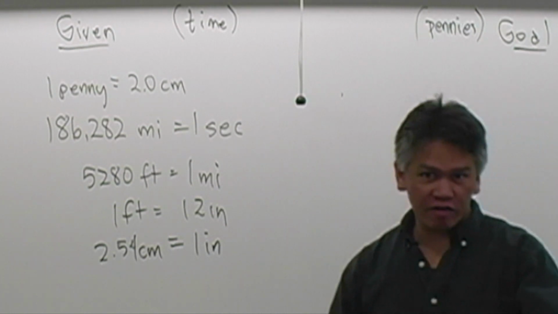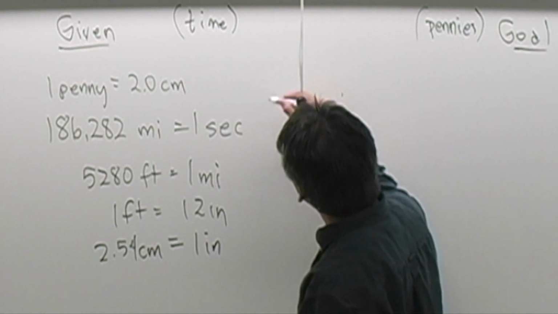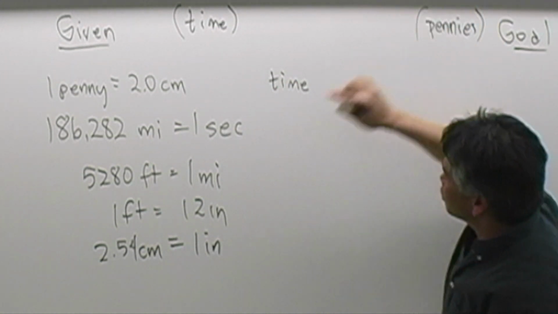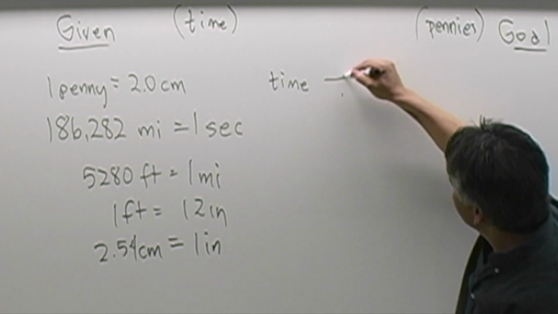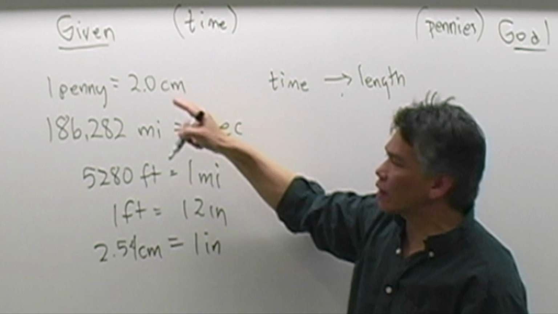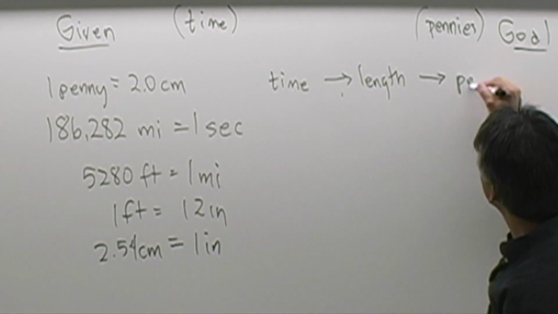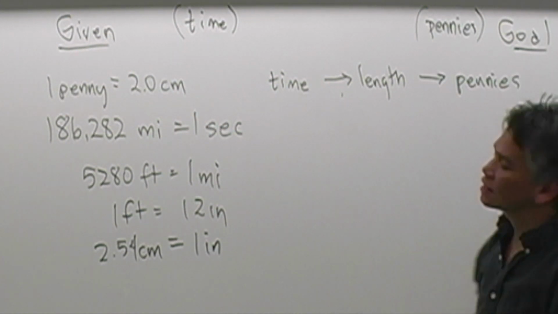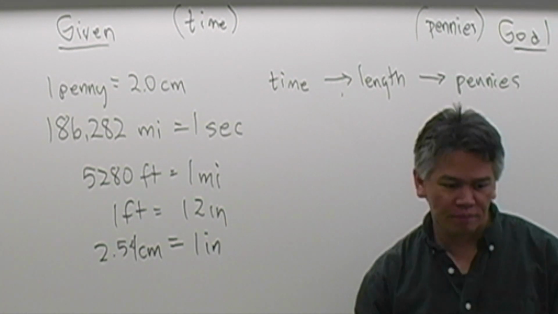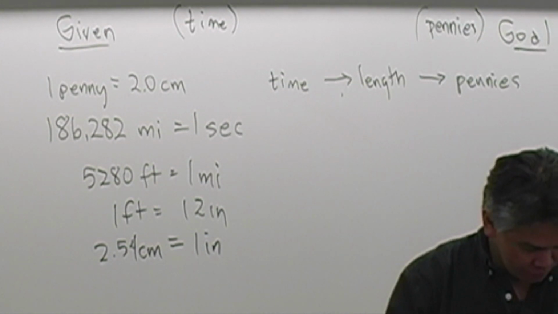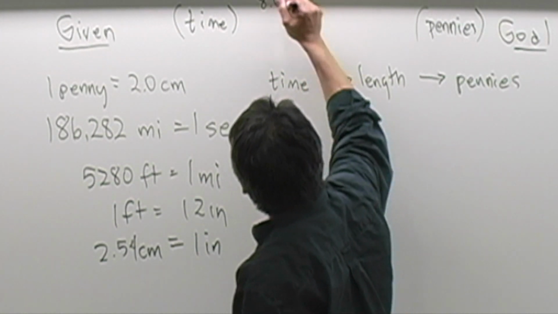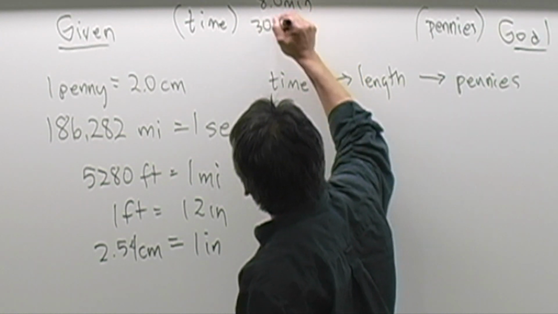So, let's figure out a strategy. We can go from time to length, and then from length to pennies. That's how we're going to do this. Now, what time do we start with? 8 minutes and 30 seconds. Okay, so the time that we have is 8 minutes and 30 seconds.